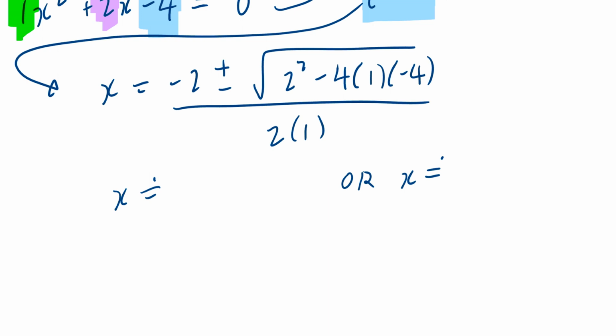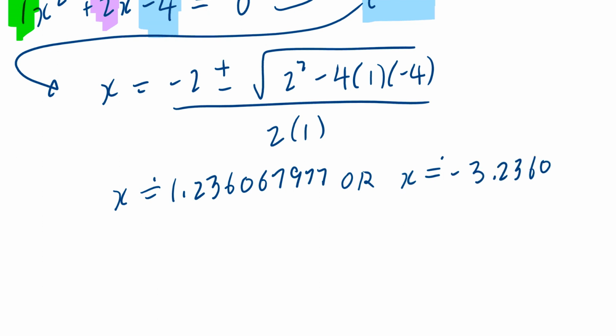Now, in the display, I see the following number, 1.236067977. Likewise, in the second case, if I take negative 2 minus the square root of 4 plus 16, divide that by 2, I see approximately negative 3.2360679777. And at this point, follow your teacher's model. Whatever your teacher does in class, you might want to follow that as your best course of action.